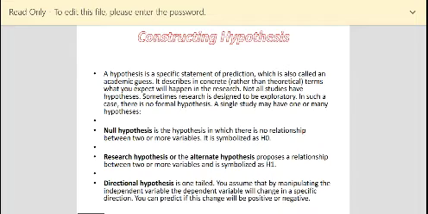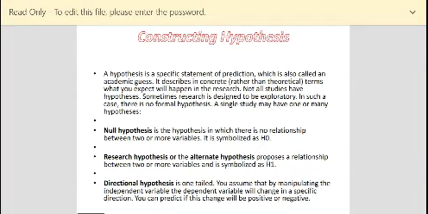A hypothesis is a specific statement of prediction, which is also called an academic guess. It describes in concrete rather than theoretical terms what we expect will happen in the research. Not all studies have hypotheses. Sometimes research is designed to be exploratory. In such a case, there is no formal hypothesis. A single study may have one or many hypotheses.